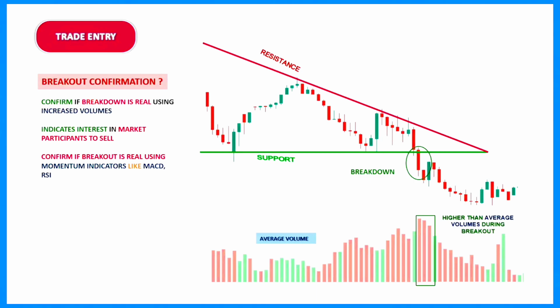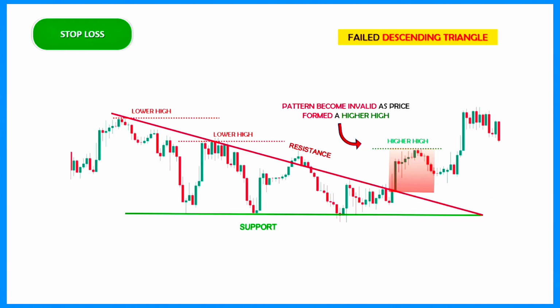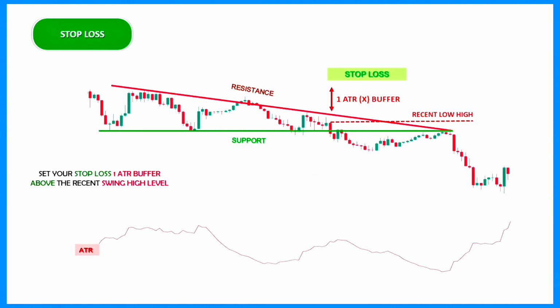Now let's talk about stop-loss placement. The descending triangle becomes invalid once price breaks and closes above the most recent swing high. So, a logical stop loss should sit just above the most recent swing high. If you want to be extra safe, give it a small buffer. For example, one ATR above the swing high to protect against sudden spikes and stop hunting.